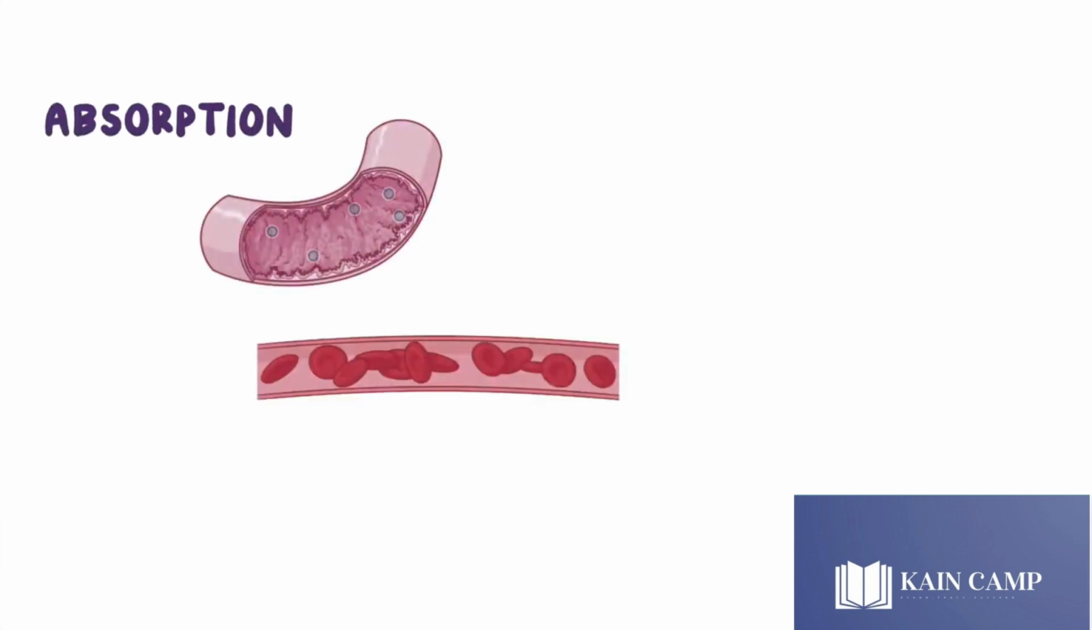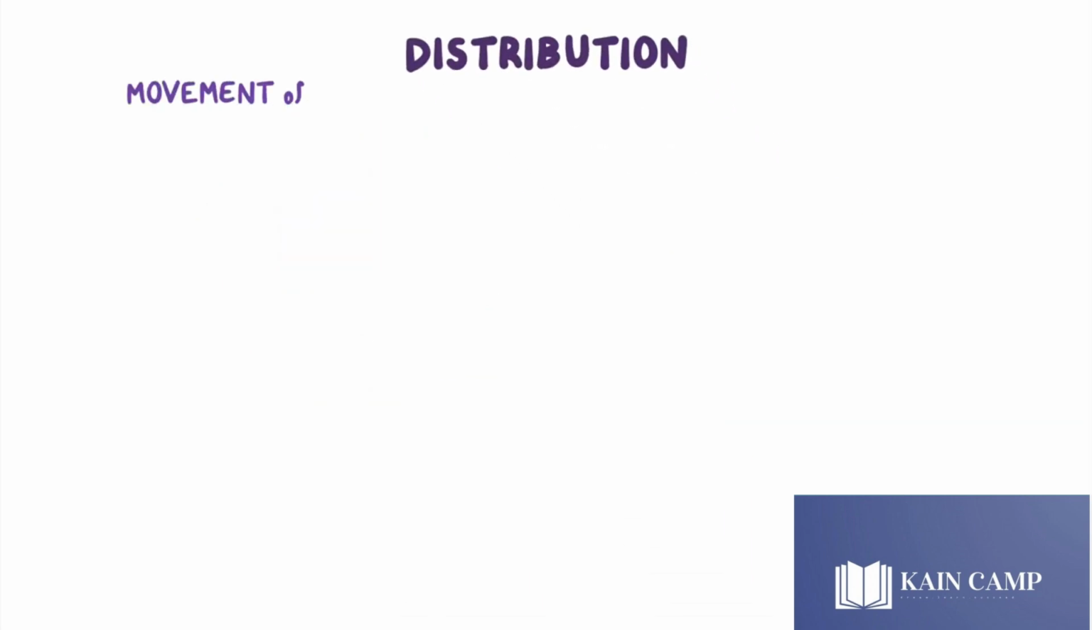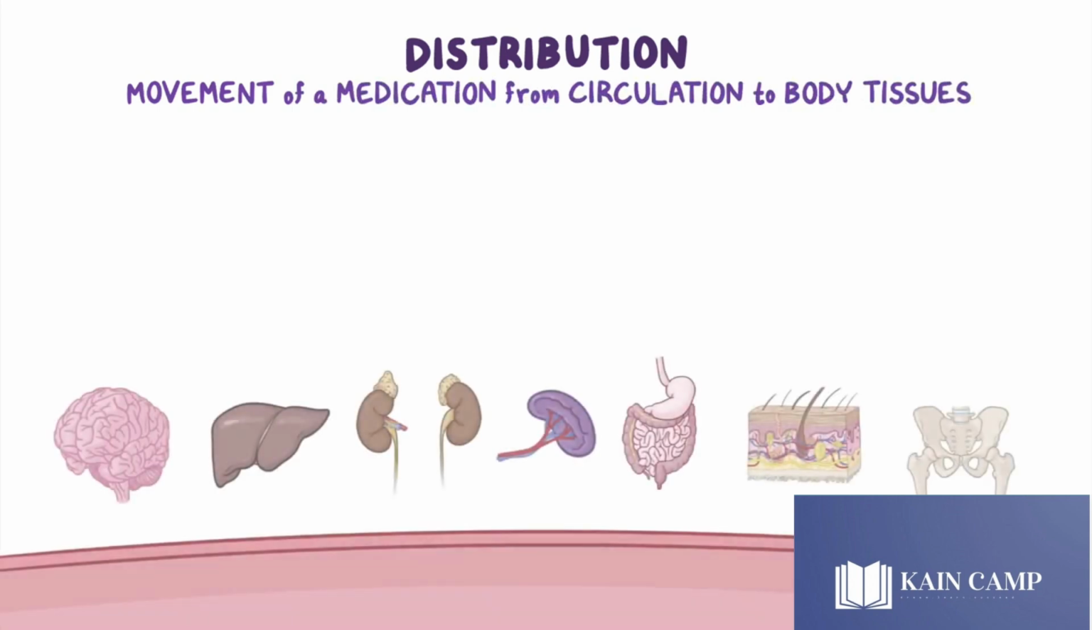Once absorption is done, we have to move toward distribution. Distribution is the net movement of the medication from circulation to the body tissues. Rate and extent of distribution depend upon several factors. Number one is the blood supply.